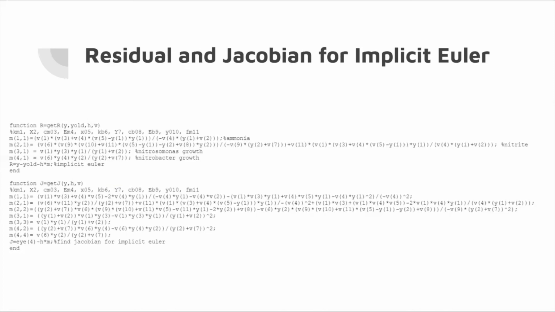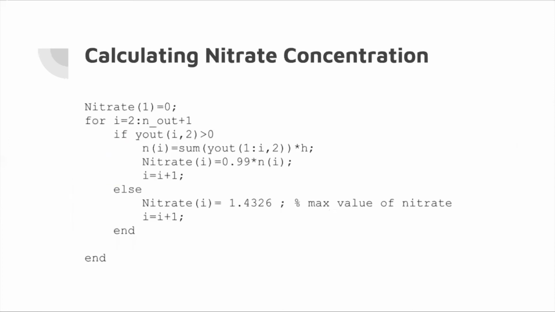To calculate the concentration of nitrate, we created a loop that calculates the Riemann sum to approximate the integral of the nitrite curve. We assumed a 99% conversion of nitrite to nitrate. When the concentration of nitrite decreases to 0, the else condition dictates that the concentration of nitrate is equal to the maximum concentration of nitrate.